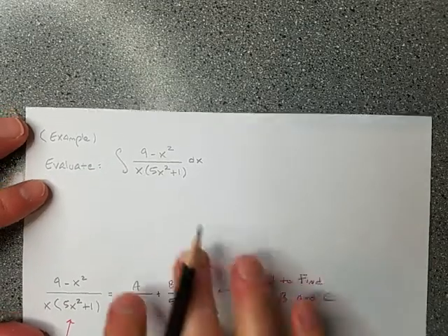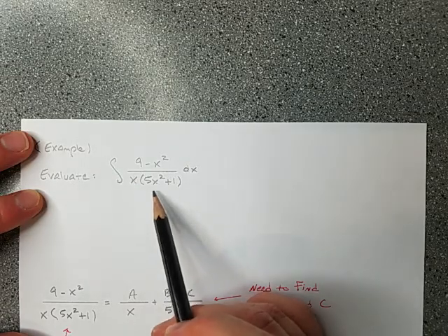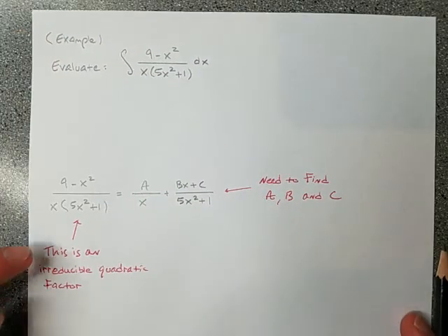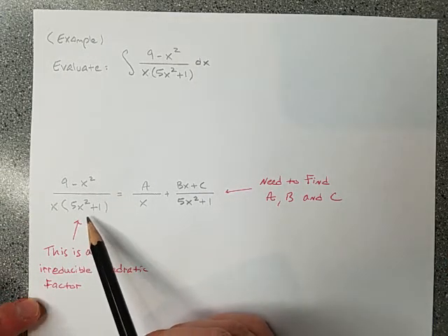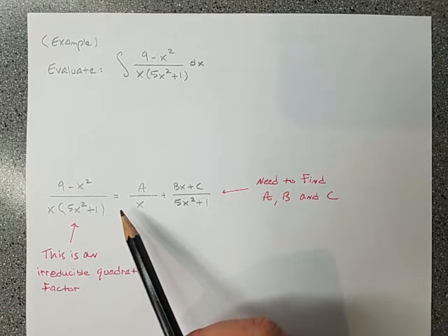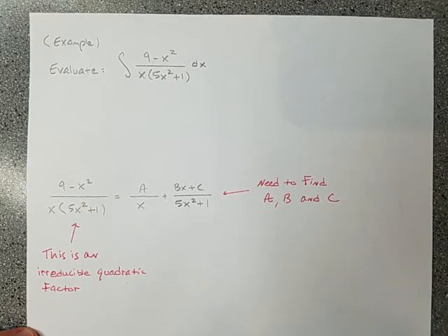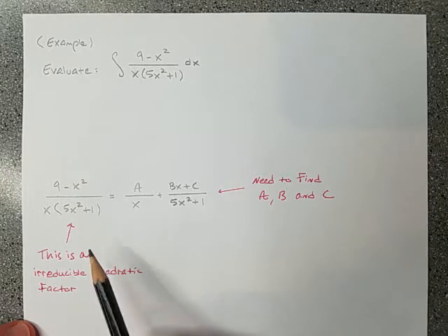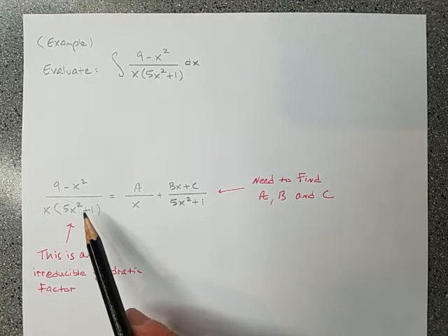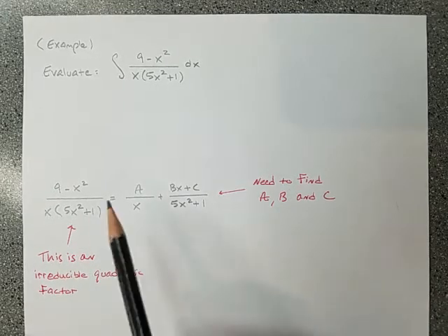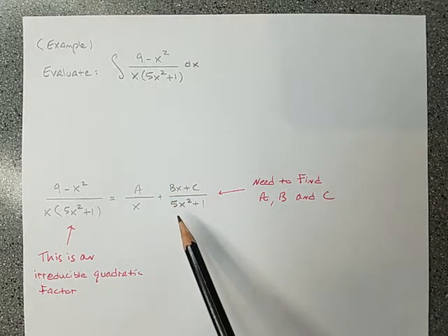So this problem I want to do now, 9 minus x squared over x times 5x squared plus 1, has an irreducible quadratic factor. And what I mean is 5x squared plus 1, I can't factor that any further into something simpler. And it's quadratic in that its highest exponent is a 2. So it's irreducible since I can't factor it any further, say, into linear factors, and it's quadratic because of the square. Now if you had an irreducible quadratic factor, it takes this form right here in the decomposition.